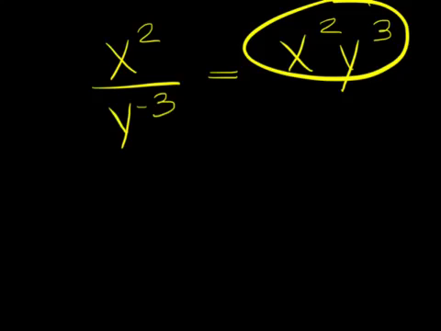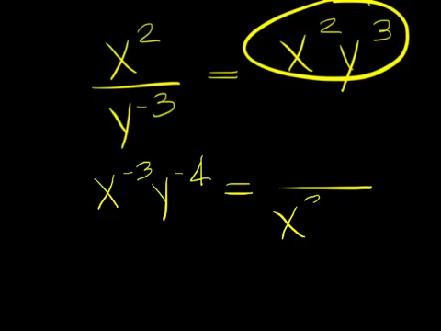Here's another one on the same page. If I have x to the negative 3, y to the negative 4, you have two negative exponents on the same side. You have to move them to the opposite side. So you'll have x to the third, y to the fourth on the bottom, and since you had nothing left on the top, you put a 1.